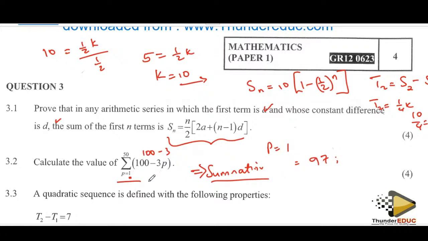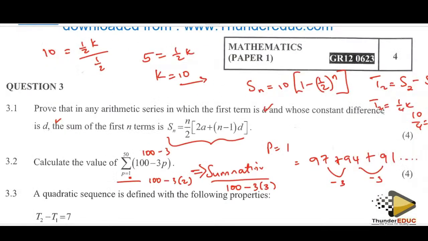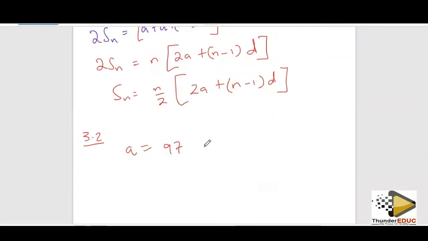And then if p is 2, that will be 100 minus 3 times 2, which is 100 minus 6. And that will give us 94. And then if p is 3, that will be 100 minus 3 times 3, 100 minus 9. That is going to give us 91, and so on. So 3 terms are just enough for us to determine what sort of progression it is. From here, I see we are subtracting the term, so that is an arithmetic progression, whereby our first term is 97, and then our common difference is -3.